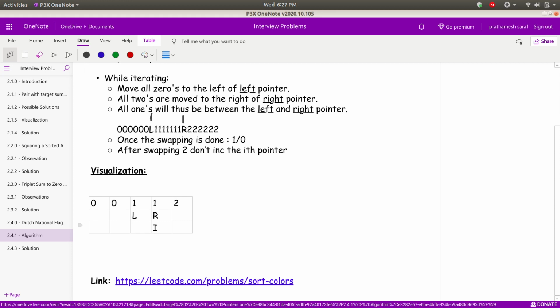Now I am at the ith pointer. As you can see here, the value is 1, so I'm going to do nothing. And finally I come to this end.